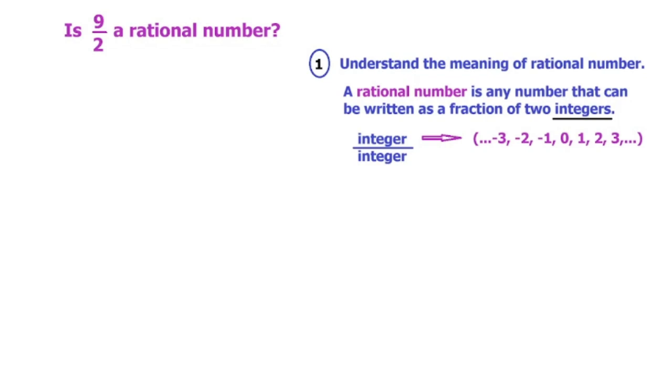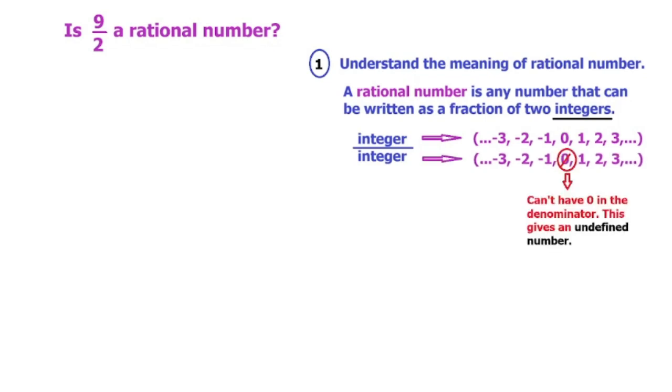And in the denominator, it's the same. However, you cannot have 0 in the denominator. So you can't have 0 in the denominator. This gives an undefined number. So for a rational number, the numerator could be any number, any integer, negative or positive, including 0. And in the denominator, it can be any negative number or positive number, but it can't be 0. Okay, so that's it. That's the summary.